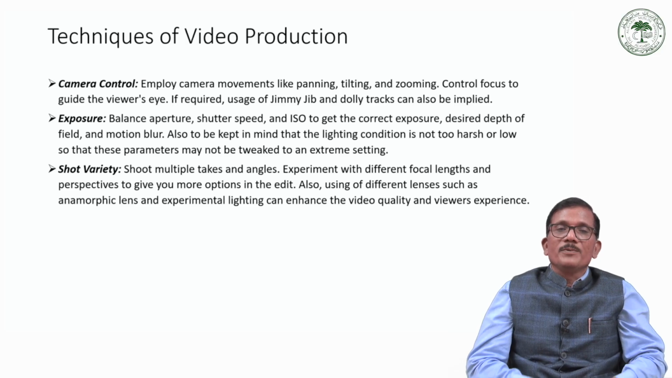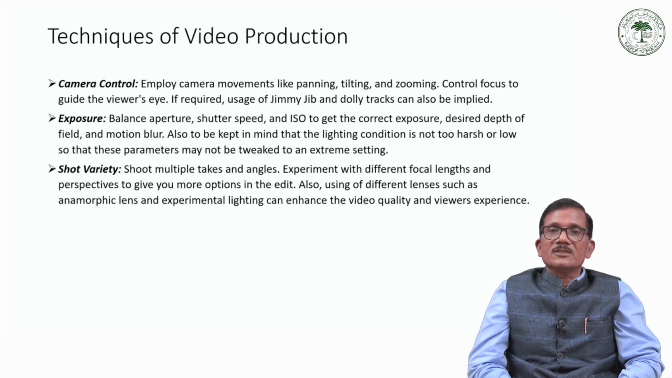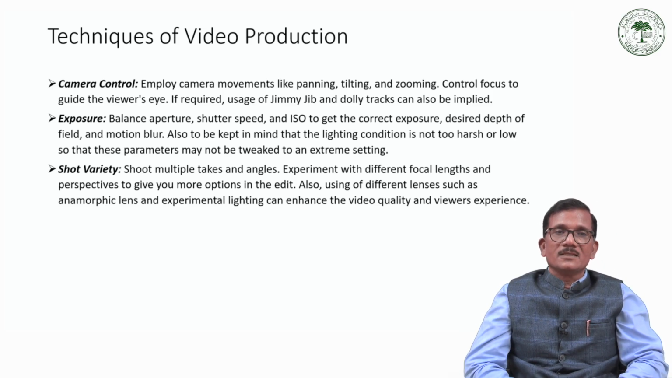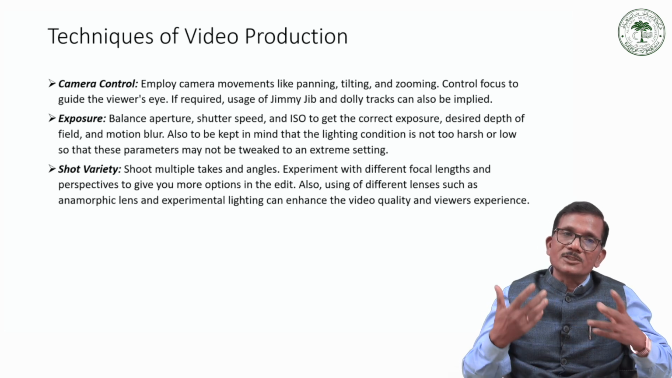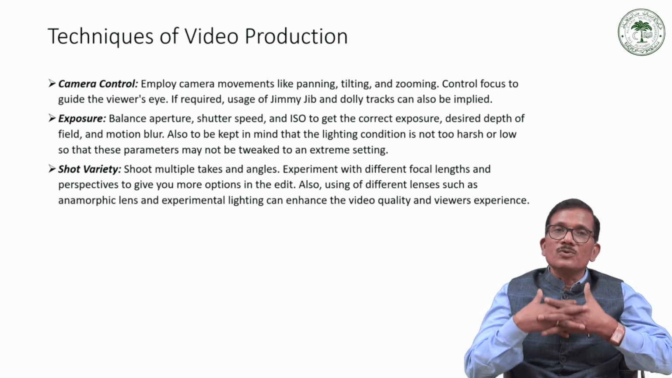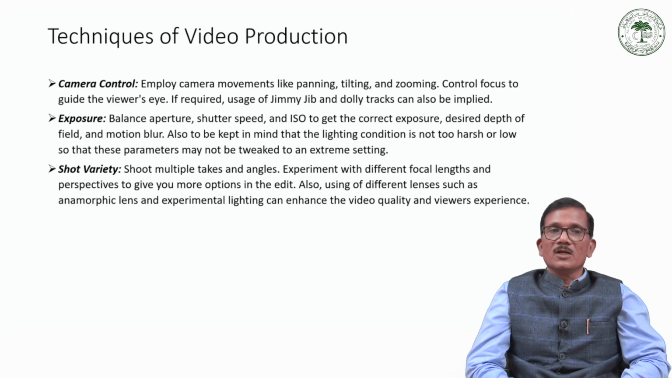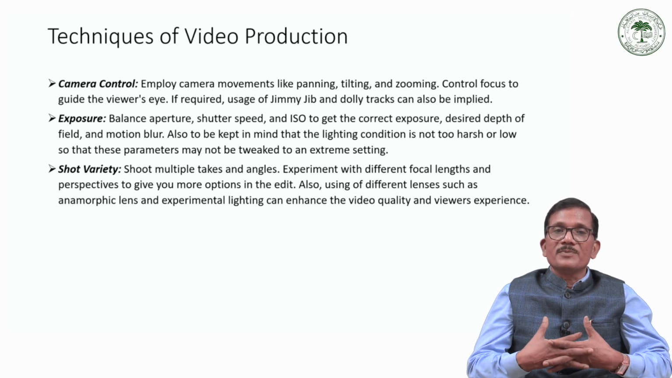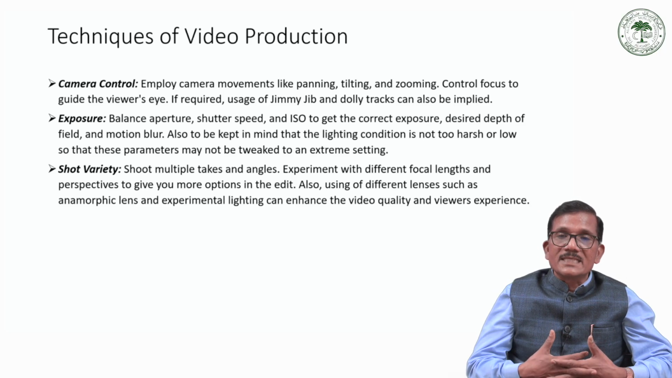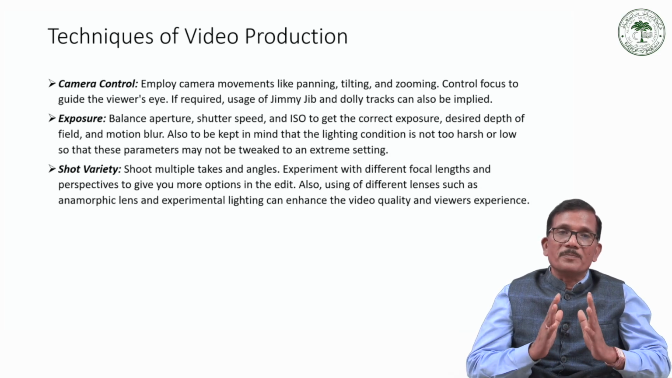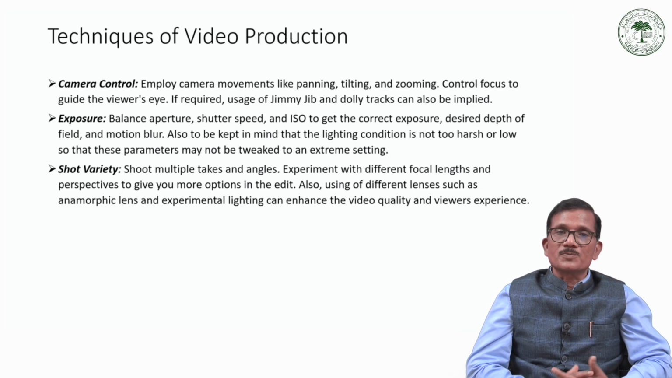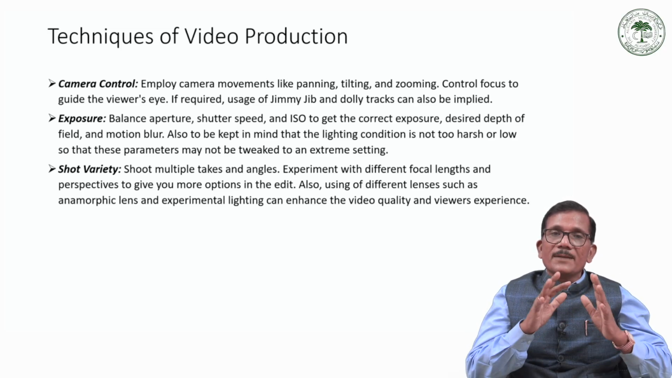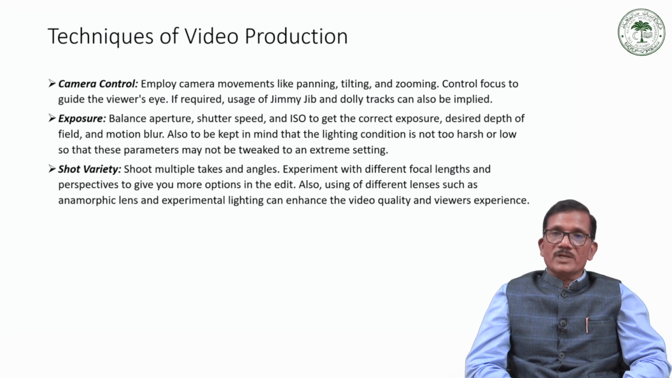Also, to be kept in mind that the lighting condition is not too harsh. Sometimes we focus too much light on the scene, that may be too harsh for the camera you are using, for the exposure you are using, or it must not be too low, so that these parameters may not be tweaked to an extreme setting. So these are very important. So exposure should be balanced, especially the aperture, shutter speed and ISO, should have correct exposure balance.